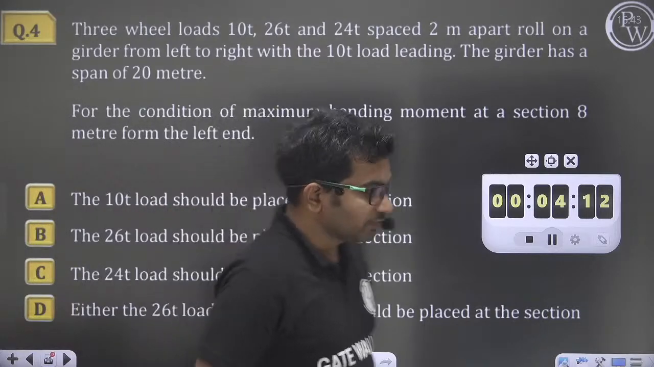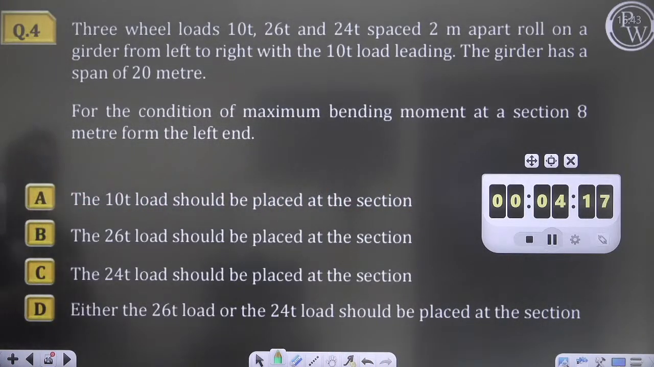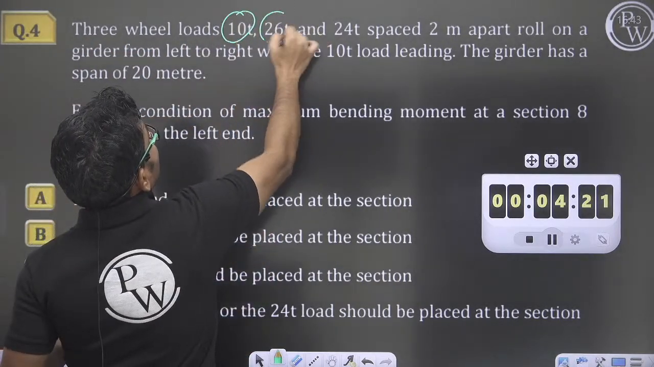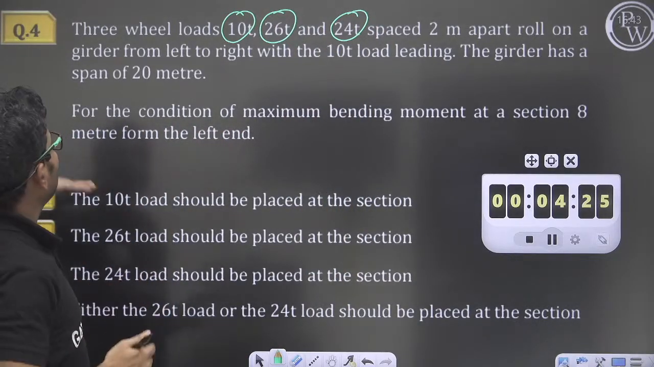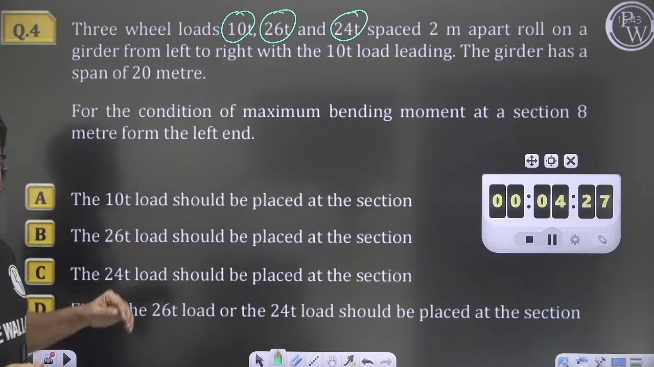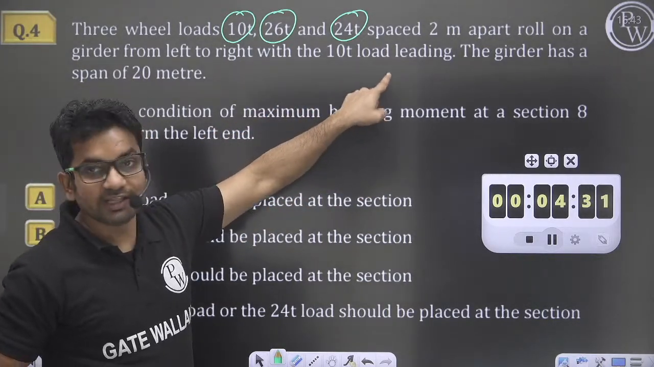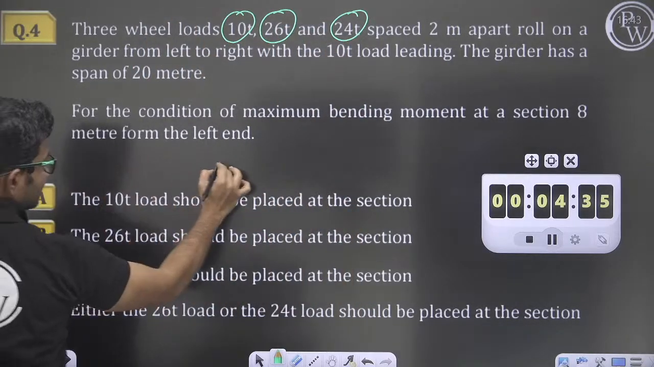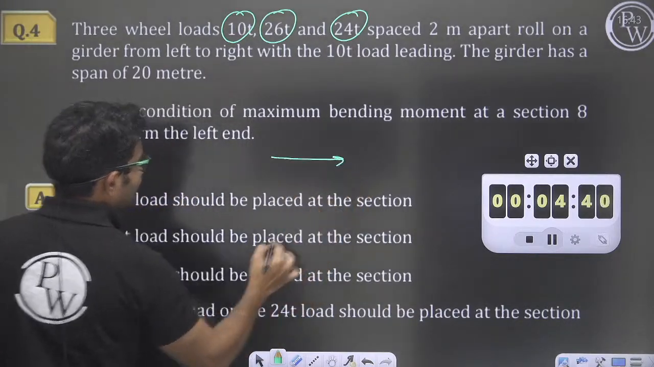So are you able to solve it? Let us try this question. Three wheel loads are there: 10 ton, 26 ton, and 24 ton. They are spaced 2 meter apart. They roll on a girder from left to right with the 10-ton load leading. That means the sequence is just opposite. They are moving in this direction, and the 10-ton load is leading.